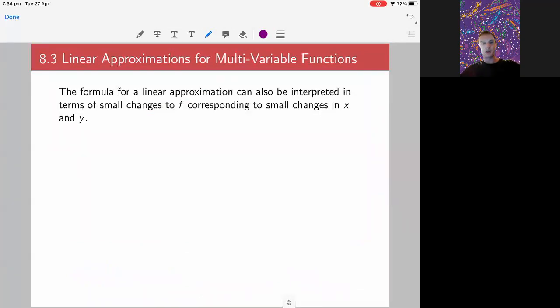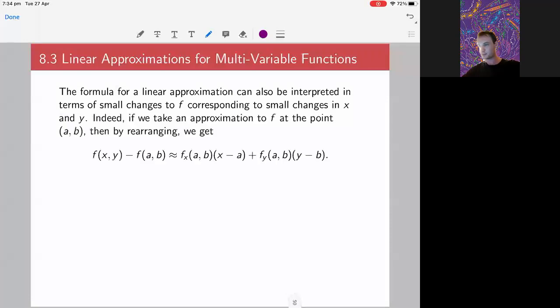We think about it in terms of how much the function changes if I change x a small amount and if I change y a small amount. So the formula for linear approximations can basically be interpreted this way. Let's try and make that a bit more precise. Let's say that I take my linear approximation to the function f at a particular point, then I just rearrange slightly to get this particular expression here.